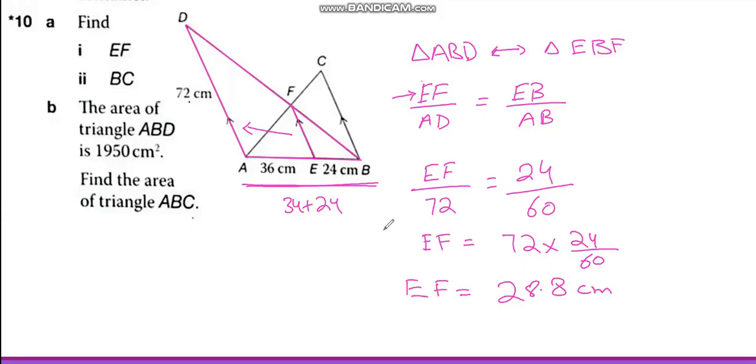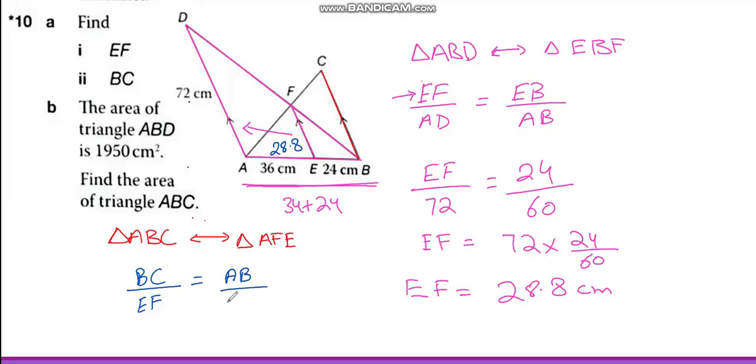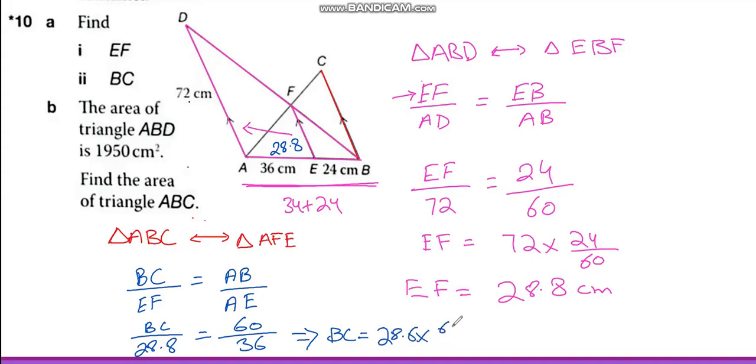So we have got the corresponding side length. Now we also have to figure out the side length BC. For BC, we can compare the triangles ABC and AFE, because EF also divides triangle ABC into two similar triangles. To find BC, I will write the ratio of BC to EF, and this ratio will be equal to the ratio of two given corresponding sides, AB and AE. BC is required and EF was found in the first part. AB in total is 60 and AE is 36. So we multiply 28.8 on the other side, 60 over 36, and it will be 48 centimeters.